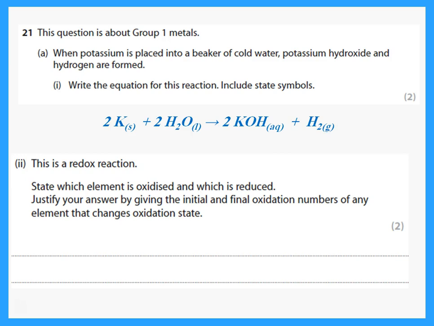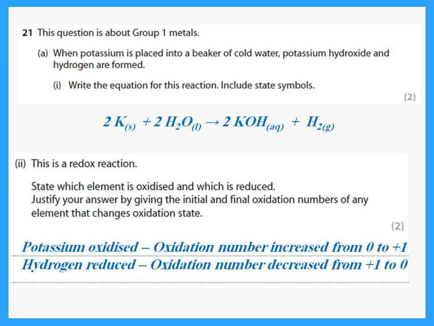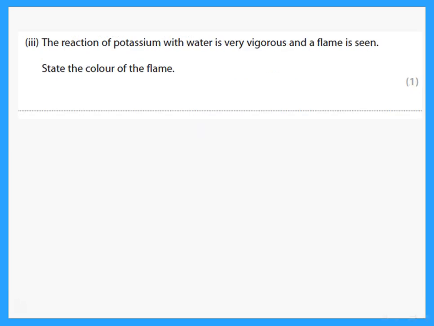This is a redox reaction. State which element is oxidized and which is reduced, and justify by giving the initial and final oxidation numbers of any element that changes oxidation state. So which one is oxidized or reduced? Remember that the potassium is oxidized because it will change oxidation number from 0 to +1. The hydrogen was reduced because its oxidation number has changed from +1 to 0.